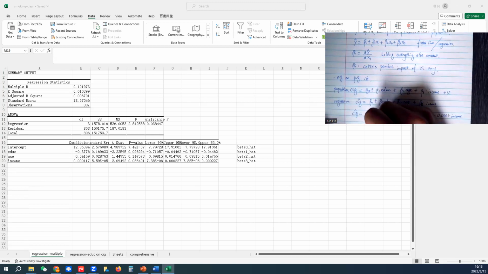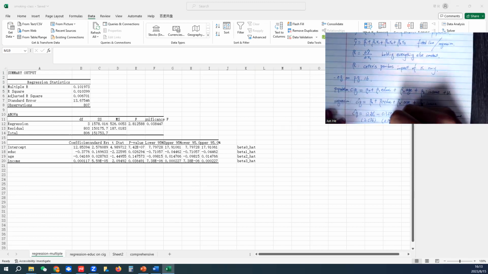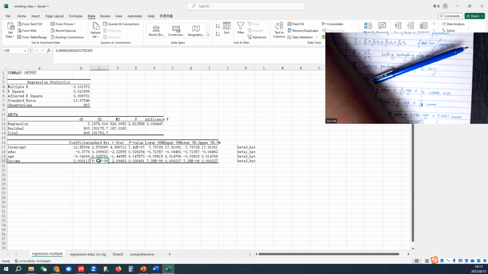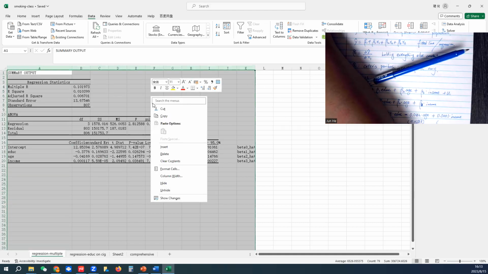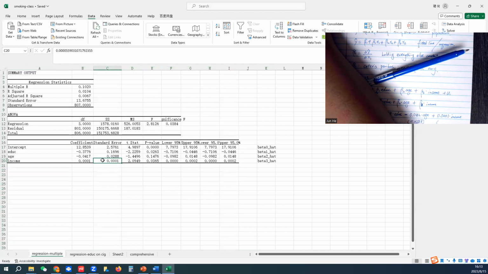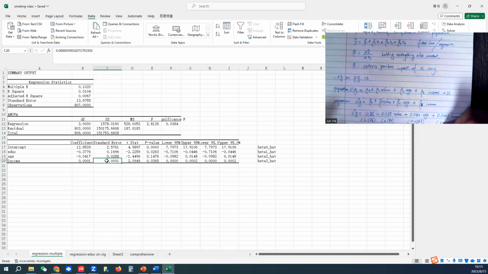Okay, and don't forget to report the standard error, 2.576, and here 0.16770, and here 0.0287, and here if you are not familiar with this E thing, what I would suggest is to select everything, change the format of cells into number, keep 4 decimal. So here we have 0.0001 as the result.